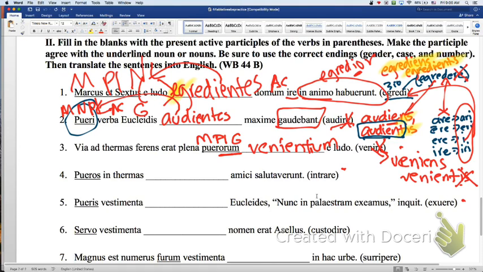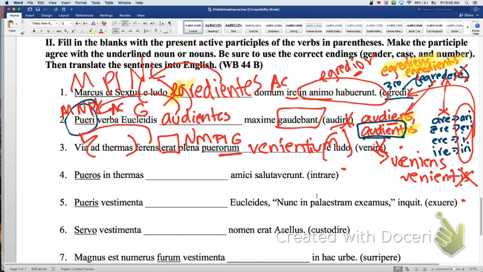Okay, while you're thinking of your questions. So we got ferens, right, goes with via. So the road leading to the baths was full of boys coming from the school.